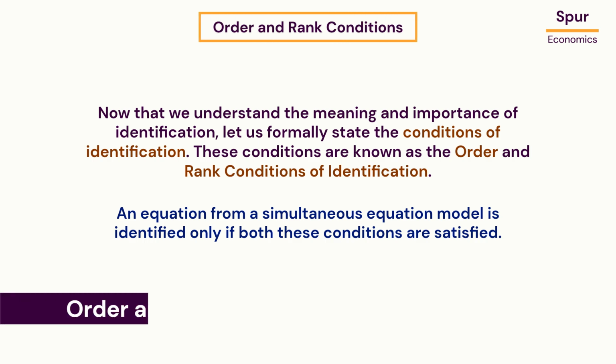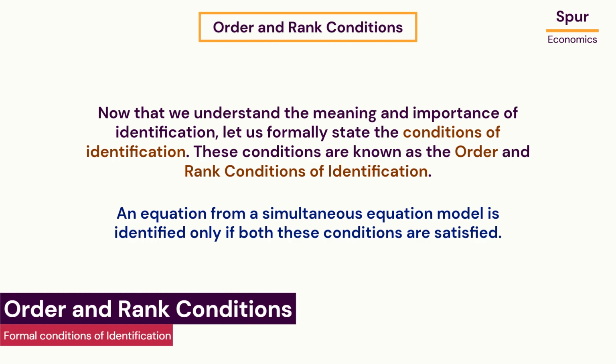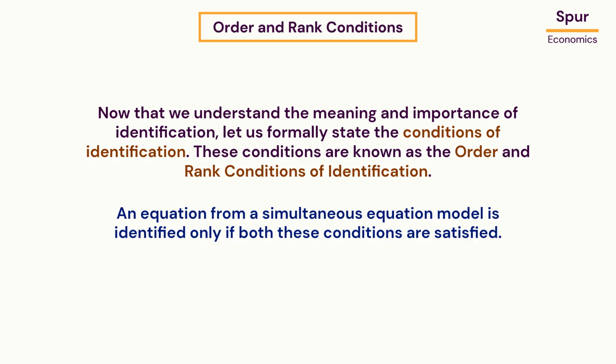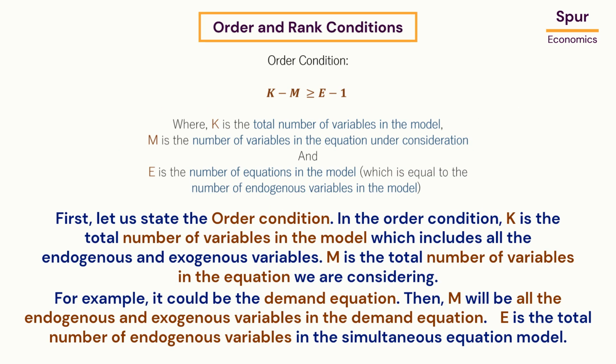Now that we understand the meaning and importance of identification, let us formally state the conditions of identification. These conditions are known as the order and rank conditions of identification. An equation from a simultaneous equation model is identified only if both these conditions are satisfied. First, let us state the order condition.